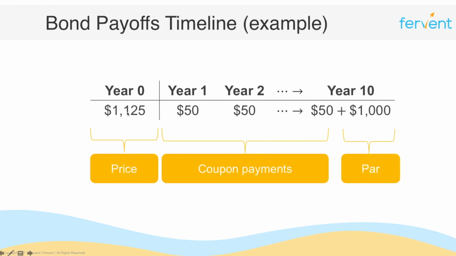If we look at the same timeline with some numbers, then a 10-year bond would look something like this. You'd have the price of, say, $1,125, and in exchange you'd get these coupons of $50 every year for the next 10 years, and at the end of the 10th year you'll also get this $1,000 par value.